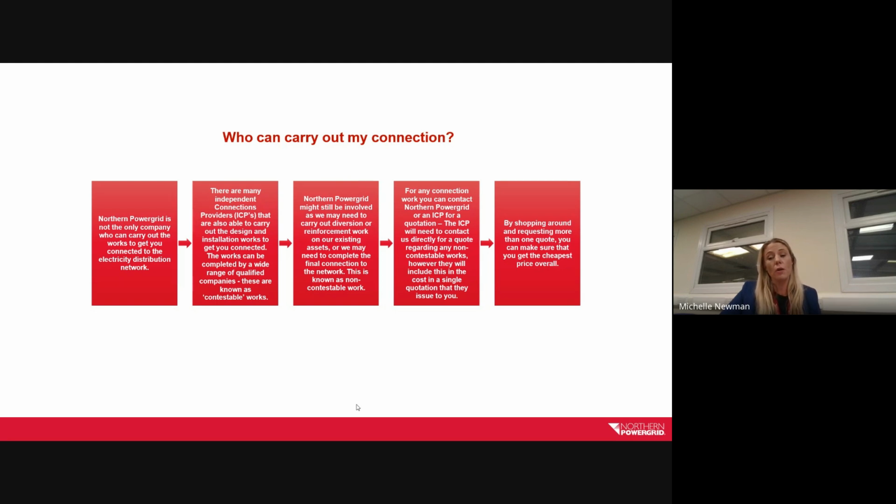But it is within your rights to shop around and get the best price available. If you were to go onto our website, we do offer more information on independent connections providers, and there are lists on there depending upon where you are and where's available.